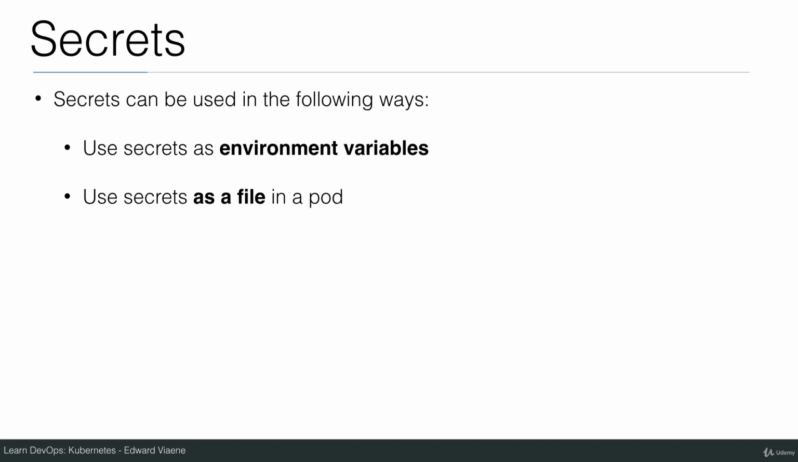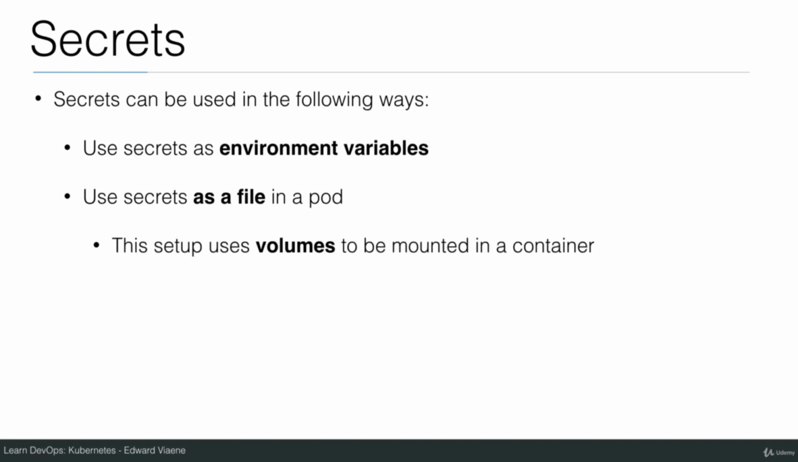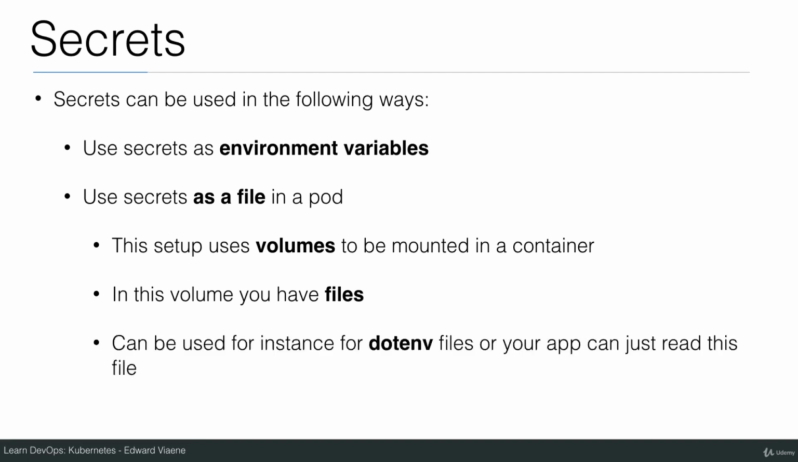You can also use secrets as a file in a pod. This setup uses volumes to be mounted in a container. In this volume, you have files. So in your container, you're going to have a volume. It means it's just a directory that your app can access that contains those secrets.